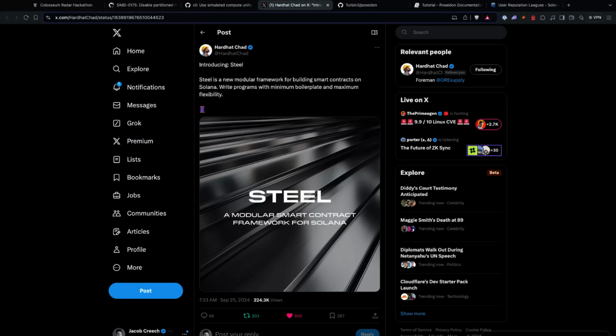Oh yeah, absolutely. Moving on to resource of the week. We've seen a lot of different frameworks popping up, most importantly Steel from Hardhat Chad. Yeah, we have. Steel is a new modular framework for building smart contracts. It basically uses the native way that you write smart contracts on Solana and adds a few crates that make things easier, like serialization, deserialization, managing accounts, and a few other things. It's a really cool framework. I'm happy to see experimentation with different frameworks, and looking forward to seeing what people build with this.